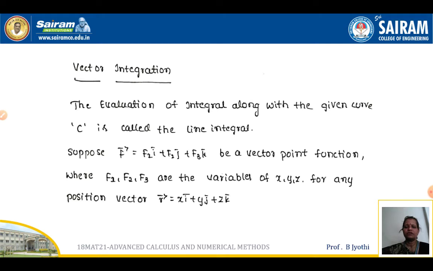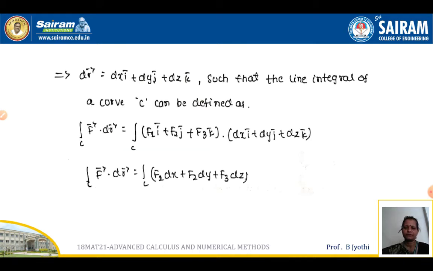Suppose F is a vector, that is F1 i plus F2 j plus F3 k. It's a vector point function where F1, F2, F3 are functions of x, y, z. For any position vector r equal to x i plus y j plus z k, and dr given by dx i plus dy j plus dz k, the line integral over a curve C can be defined as F into dr.